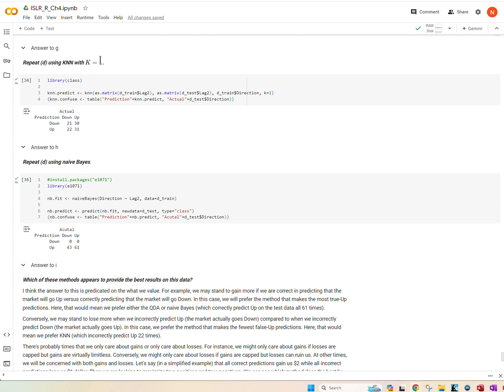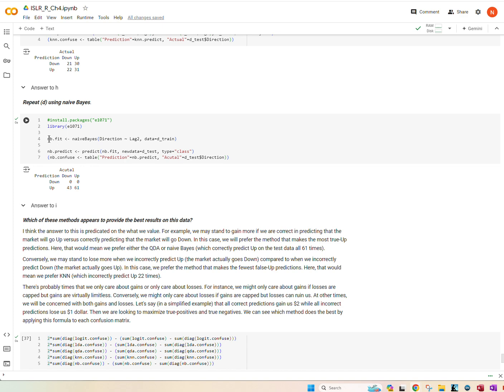Okay, and we also do it with k nearest neighbors. You can see the code, and this is the confusion matrix. And then we also use naive Bayes. Again, you can look at all that, the confusion matrix.